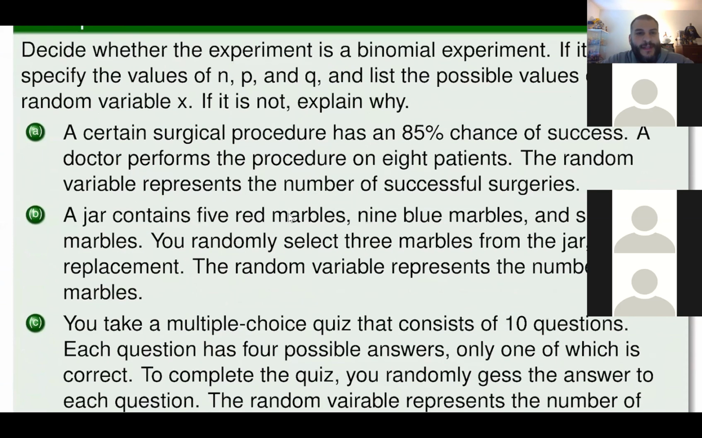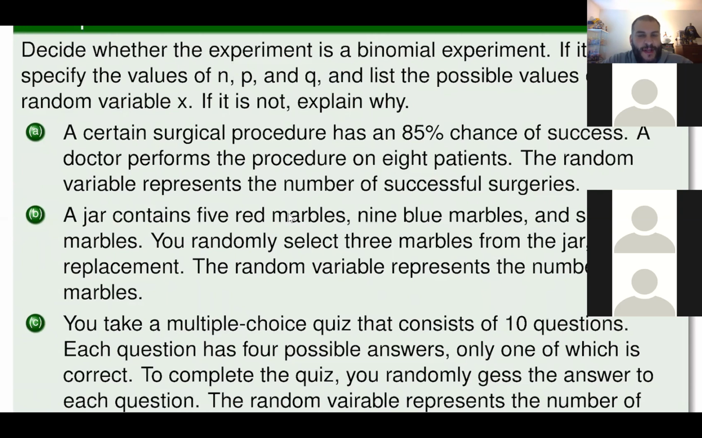All right. So for the next problem, all we're gonna do is say if these events are a binomial distribution or are they not a binomial distribution. If it is, specify the value of n, p, q, and list possible values of the random variable x. If it's not, explain why. All right, so let's do A. It says a certain surgical procedure has an 85% chance of success. A doctor performed the procedure on 8 patients. The random variable represents the number of successful surgeries.